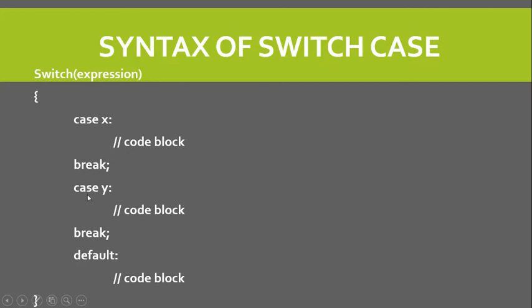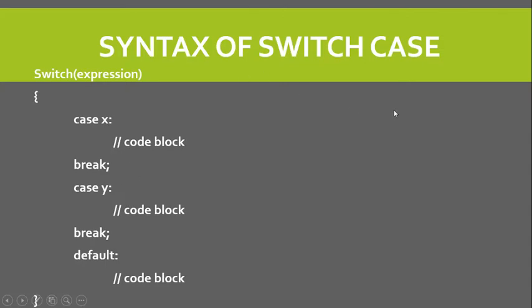Now what is the break keyword? When JavaScript reaches a break keyword, it breaks out of the switch block. Breaking out of the switch block means if the condition is matched, then this particular code will get executed, then after break it comes out of this block. This will stop the execution of the inside block.